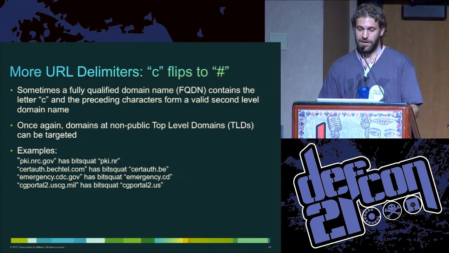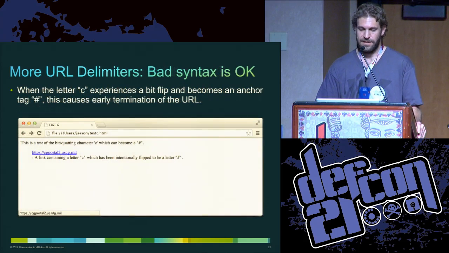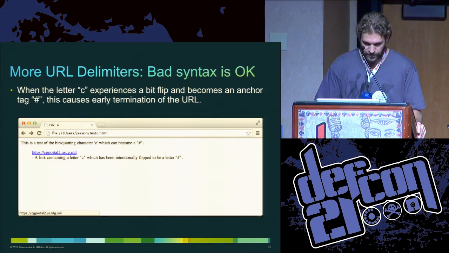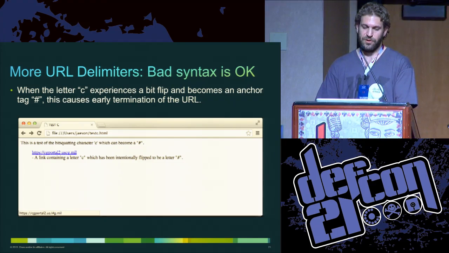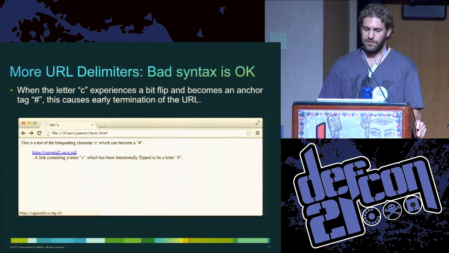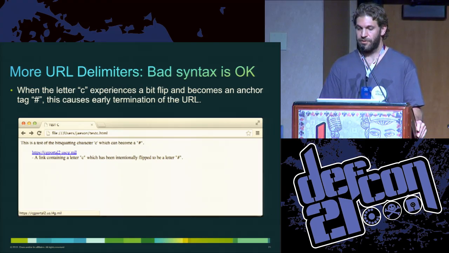But some others here, we've got cdc.gov, which happens to have a bitsquat at emergency.cd, which is the Democratic Republic of Congo, and uscg.mil and .us. So some interesting examples there. This is an example here, basically showing that the browser will happily, and if you see in the location tag, it's going to a .us domain name. That's what the browser is basically helpfully correcting for us and sending us to the wrong place.